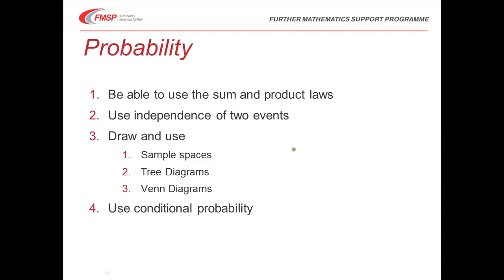For Edexcel we need to be able to use effectively the sum and product laws, so they link to dealing with mutually exclusive events and aspects of conditional probability. We need to understand and be able to use how independence of two events works. We need to be able to draw sample spaces, tree diagrams and use them, Venn diagrams and use them, and of course the feature that makes this a lot more difficult than GCSE is the aspects of conditional probability.